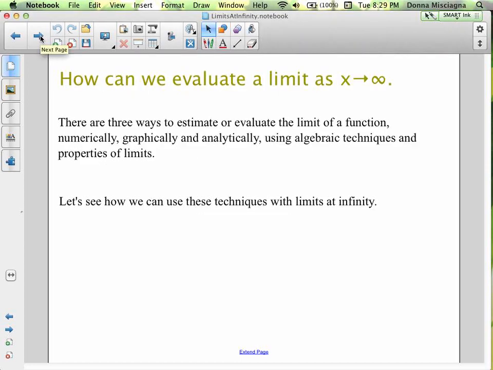So how can we evaluate a limit as x approaches infinity? There are three ways to estimate or evaluate the limit of a function: numerically, graphically, and analytically, using algebraic techniques and properties of limits. Let's see how we can use these techniques with limits at infinity, and we're going to start with numerically and graphically.